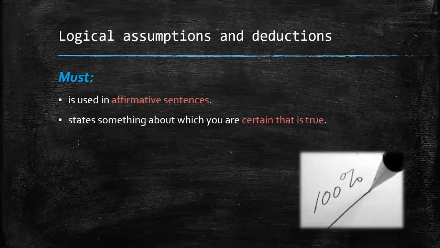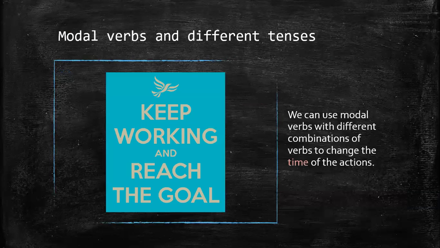Logical assumptions and deductions: must is used in affirmative sentences. It states something about which you are certain that is true. Okay, you are 100% sure. Modal verbs and different tenses. We can use modal verbs with different combinations of verbs to change the time of the actions.